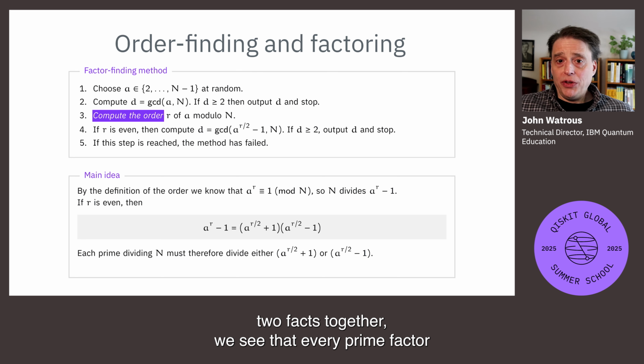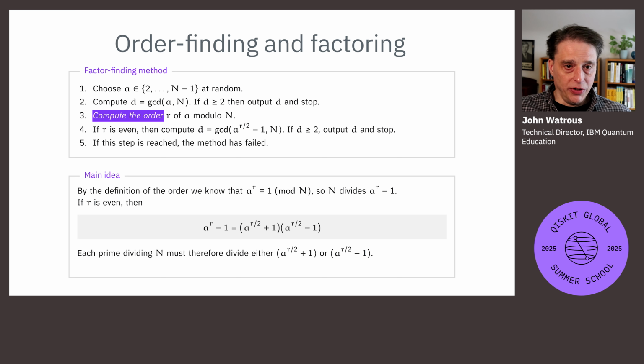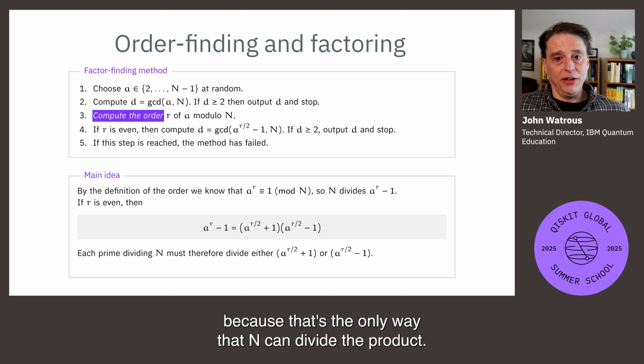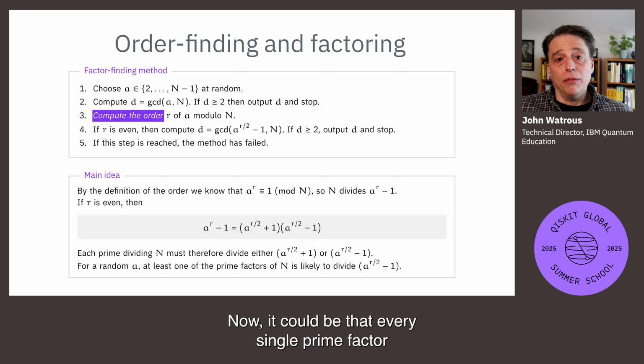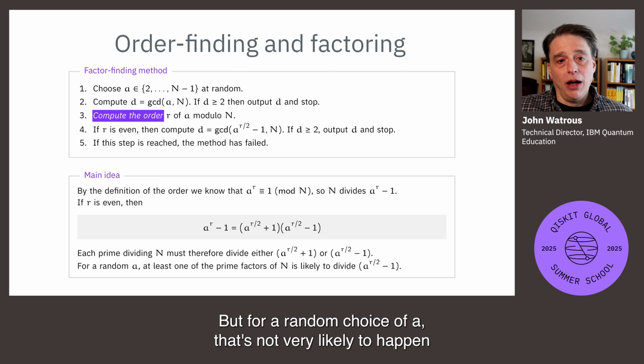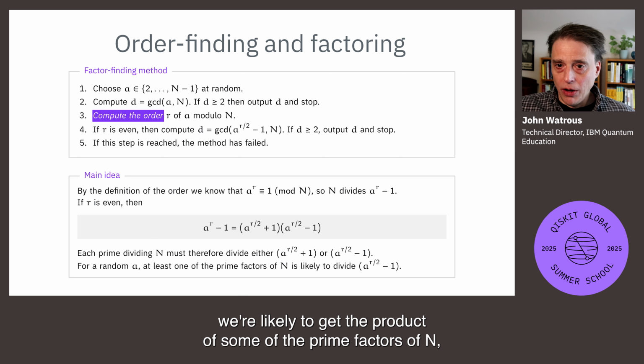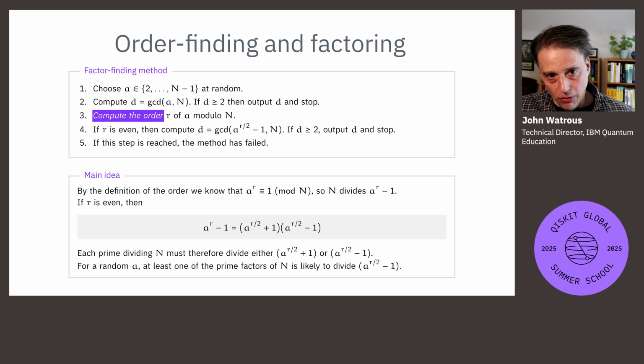And so if we put these two facts together, we see that every prime factor of n must divide one of the two expressions in parentheses, because that's the only way that n can divide the product. Now, it could be that every single prime factor of n divides the first expression in parentheses and not the second, but for a random choice of a, that's not very likely to happen given our assumptions on n. And so when we compute the GCD in step 4, we're likely to get the product of some of the prime factors of n, but not all of them.